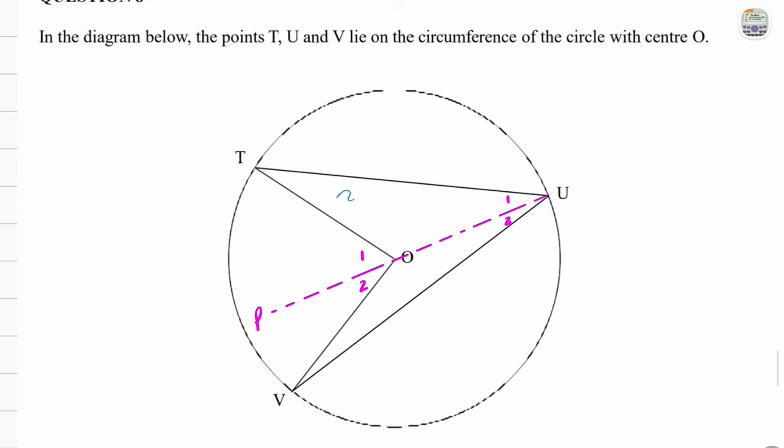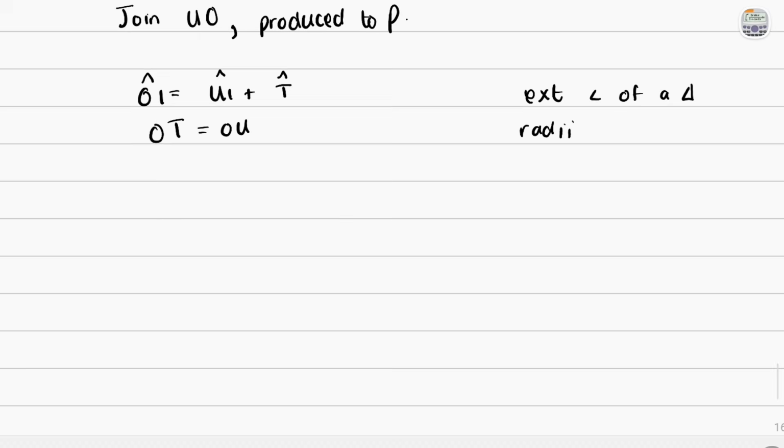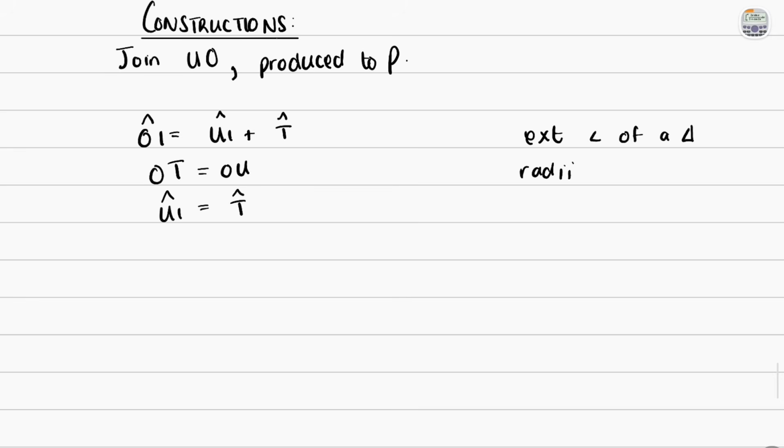Now, if these two lines are equal, what it means is the angles opposite their equal sides are also equal. So this angle over here is equal to this angle. So we can go ahead and tell them that angle U1 is equal to angle T. And the reason for this is because angles opposite equal sides are equal.